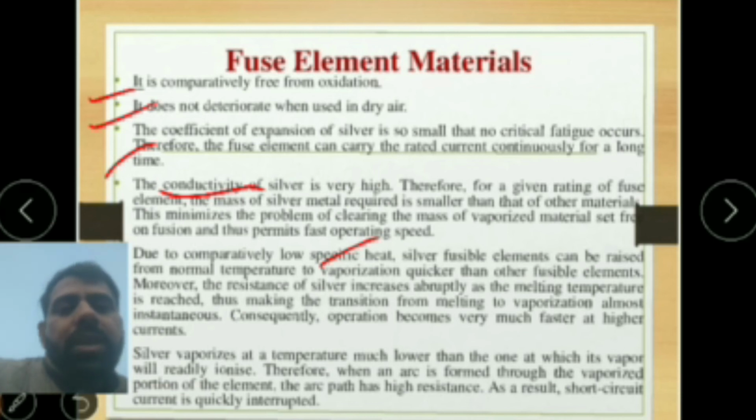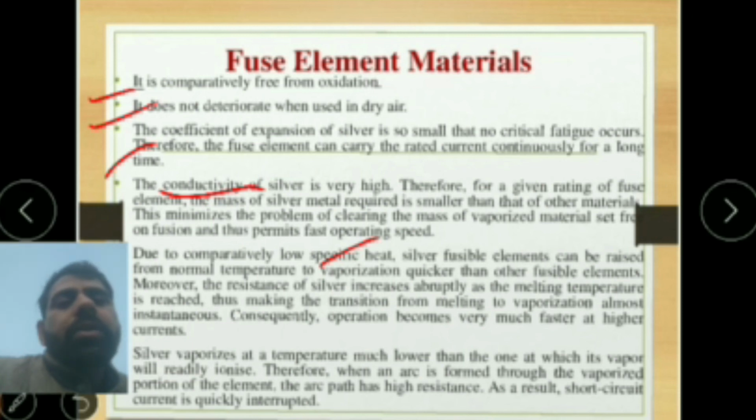Moreover, the resistance of silver increases abruptly as the melting temperature is reached, making the transition from melting to vaporization almost instantaneous. So operation becomes very much faster at a higher current. When silver vaporizes at a temperature much lower than that, the vapor will rapidly ionize, and when an arc is formed through the vaporized portion of the element, the arc path has a high resistance. As a result of that, the short circuit current is quickly interrupted.